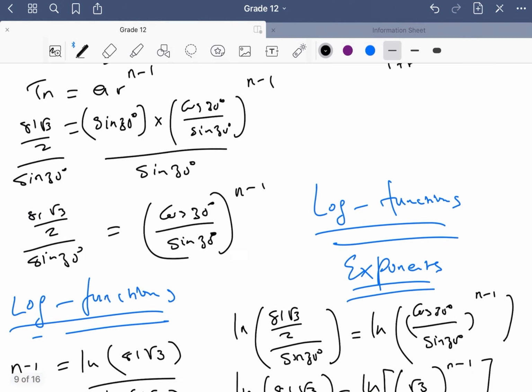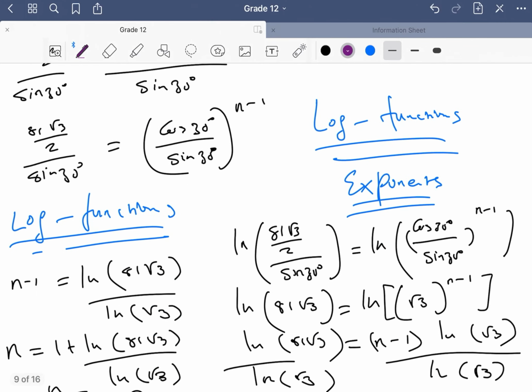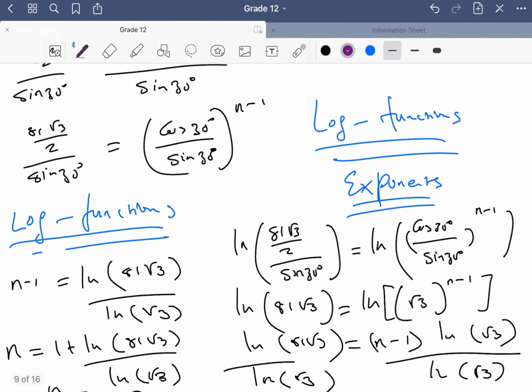That's 10. So what does this mean? It means that the last term here is not just tn, but is t10. So the terms go from 1, 2, 3 till 10. That's our last term. Okay, so that's how you do it with natural logs. That's how we do it in natural logs.